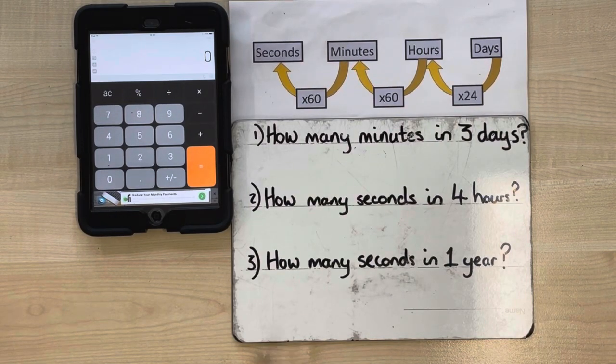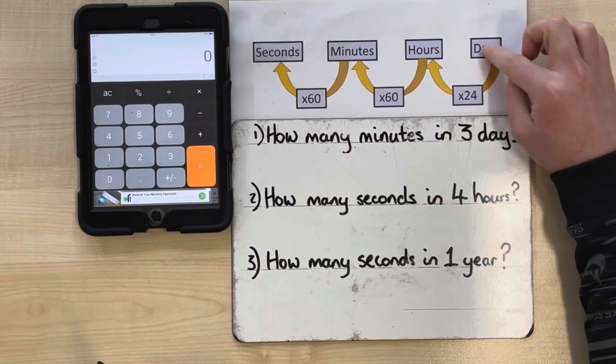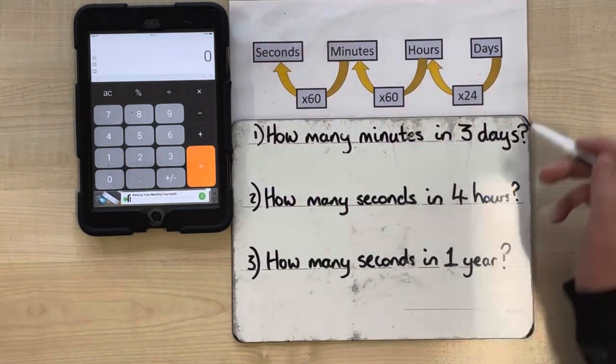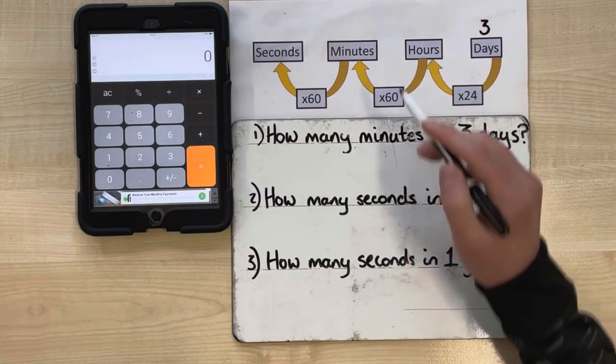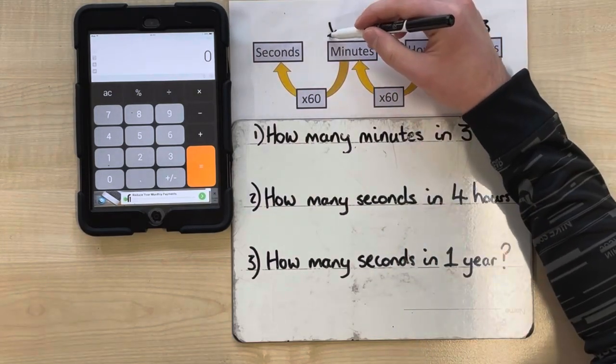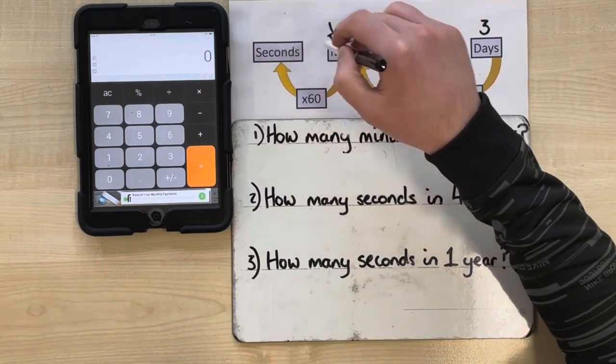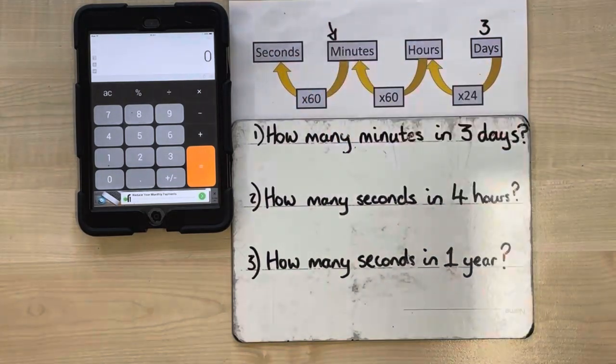So this one, we are now moving on to this section here. We're working on the days now. So we know we're working with 3 days, and we want to find out how many minutes are in 3 days. So we want to get to this point here. We're not thinking about seconds at all, so we don't need to worry about this extra 60 here.